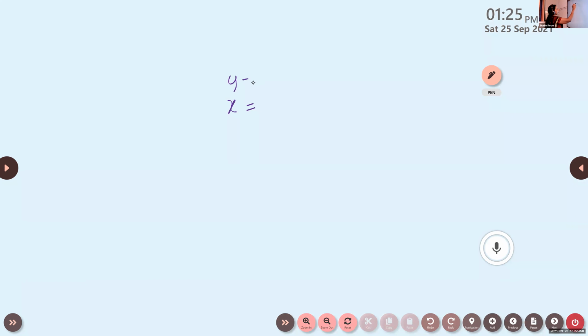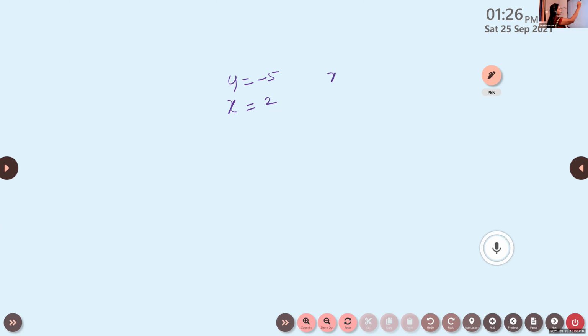Okay, now listen, suppose the question is like this. Y is equal to -5 and x is equal to 2. What about the intersecting point? What is the intersecting point? Y is -5, x is 2. What is the solution?